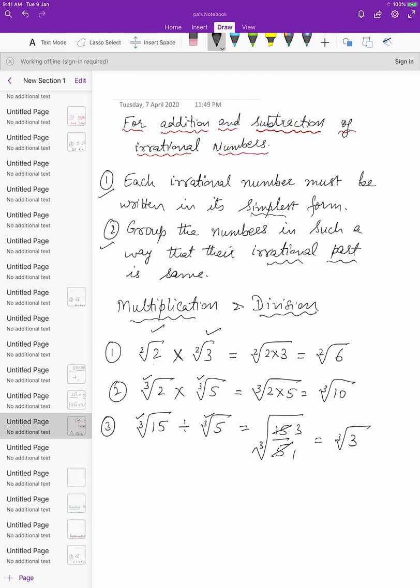So you can see the difference. In addition and subtraction, we wanted the same irrational part, means the entire irrational number should be same. Whereas in this case, we want that the order of the irrational part should be same.